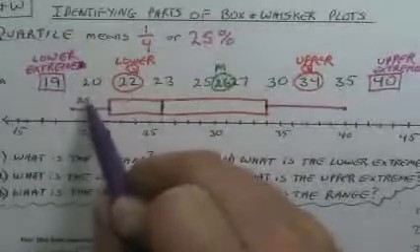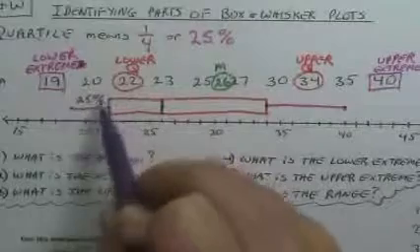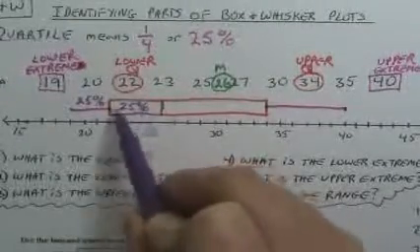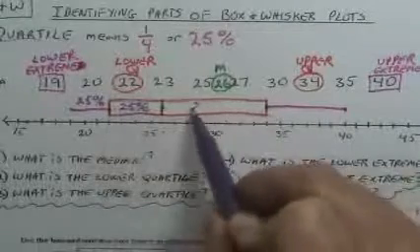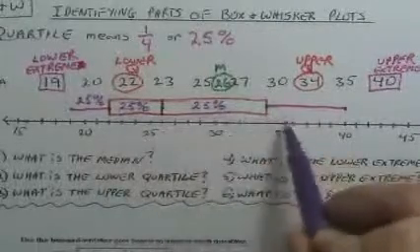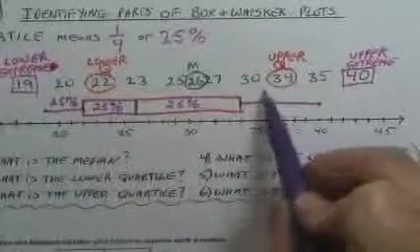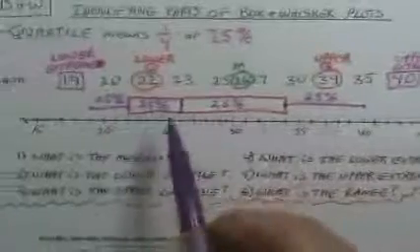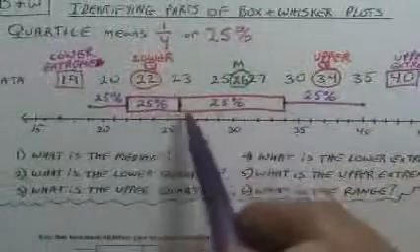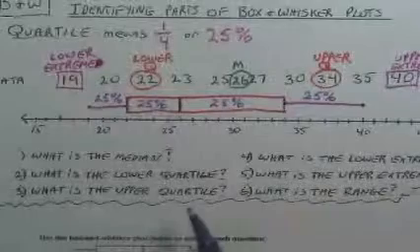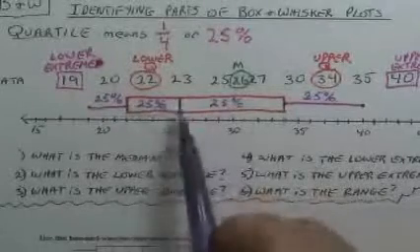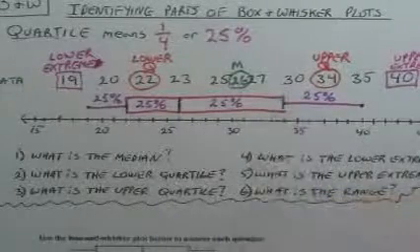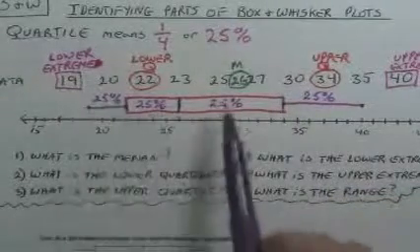Now we took our data and we basically divided it into fourths. This length is 25% of the data. This length is 25% of the data. This is 25% of the data. And this other part is 25%. So see, we divided everything into fourths. That's why we had to find the middle, the median, and the median. The median, then the lower median, the lower quartile, and then the upper median, the upper quartile. So we divide it into fourths.